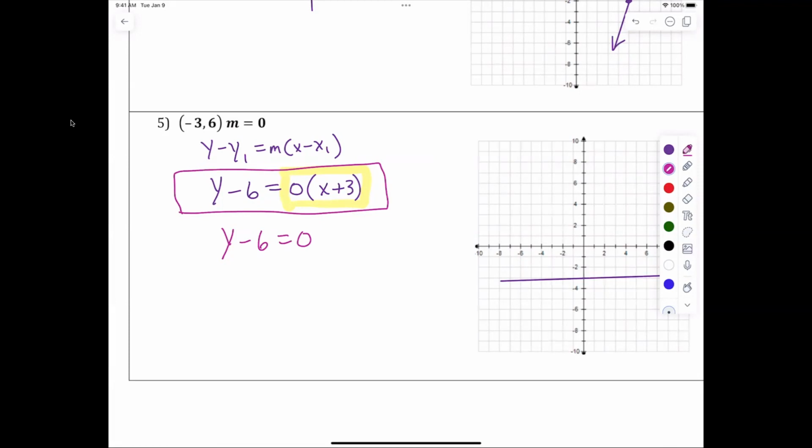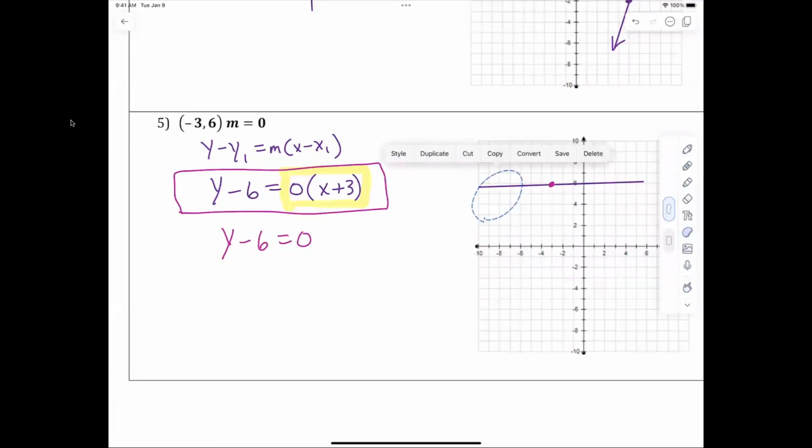Now, we knew that it was a horizontal line, right? So if you plot the point negative 3, 6, everybody plot the point negative 3, 6. Here's your point negative 3, 6. So I need the horizontal line that passes through that point. There's the horizontal line that passes through that point. All right, that wasn't bad. Anybody have any questions with that?